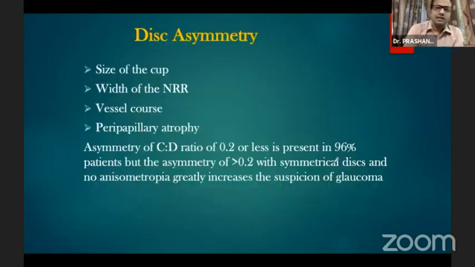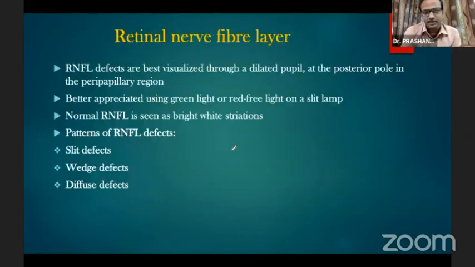Next point to note is asymmetry of the disc between the two eyes. We have to look at the size of the disc, width of the neuroretinal rim, vessel course, and parapapillary atrophy. Normally, a cup size ratio asymmetry of 0.2 can be present in 96% of patients, but if the asymmetry is more than 0.2, that could raise suspicion of glaucoma. So with more than 0.2 asymmetry, one should do further follow-up and investigation to rule out glaucoma. Next area to study is the retinal nerve fiber layer.